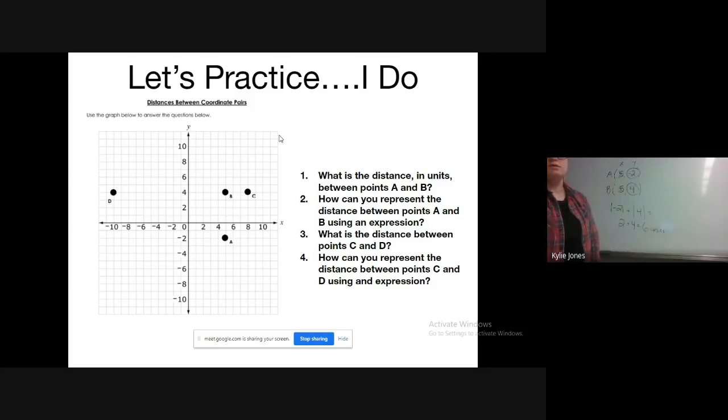Number 2 asks you to write the absolute value expression. So we actually already did number 2 while we were doing the process. So let's go ahead and look at number 3 and find the distance between point C and point D. Those ones are kind of far apart, right? So let's do point C and point D. Why don't you guys take a minute and figure out what the ordered pairs are for point C and point D. What are my X, Y values?